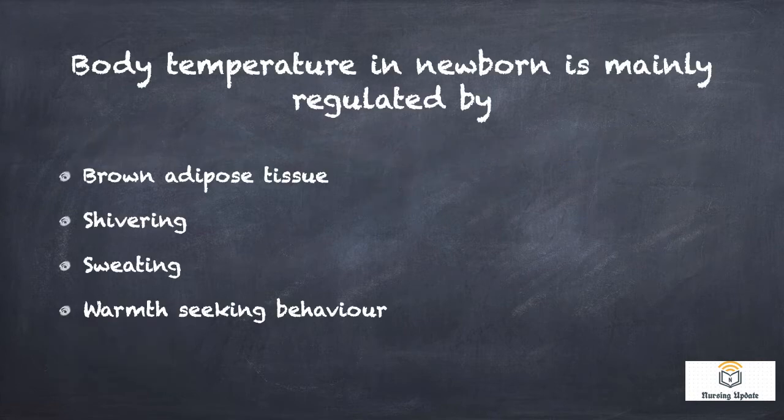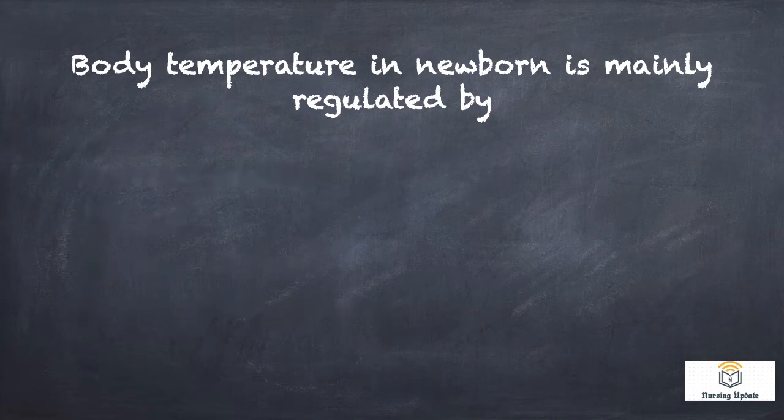First MCQ: body temperature in a newborn is mainly regulated by brown adipose tissue, shivering, sweating, or warmth seeking behavior. This is one of the easiest questions I have ever seen. So the answer is brown adipose tissue.